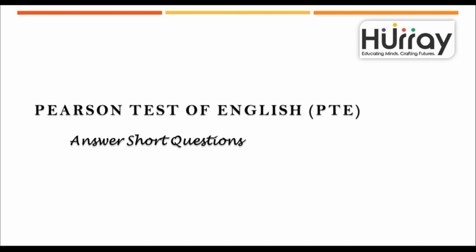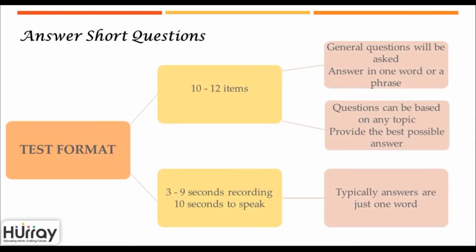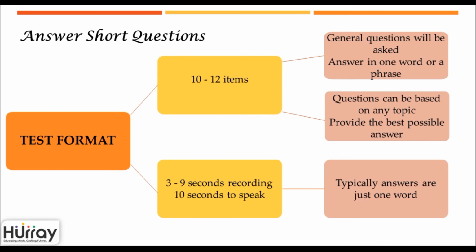The last question in the speaking module is Answer Short Question. The format is that you will get 10 to 12 questions which you have to answer one after the other. The questions will be between 3 to 9 seconds long, and you have to give your answers within 10 seconds. General questions will be asked. You have to answer in one word or a phrase. Questions can be based on any topic. You provide the best possible answer. Typically, answers are just one word.